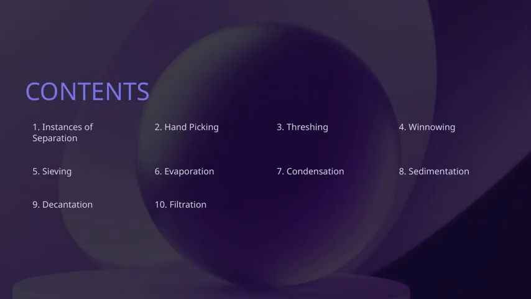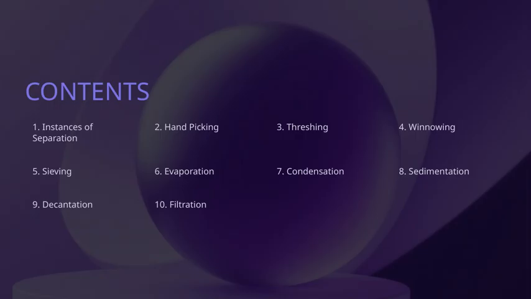Let's take a look at the contents of this presentation. Here, we see several methods of separation, each with its own unique application. For example, instances of separation include techniques like hand-picking, which is simple but effective for sorting large, visible items. Moving on, we have processes like sieving, which is used to separate larger particles from smaller ones, often with a mesh or sieve. Hand-picking is straightforward and useful when the particles are easily distinguishable by eye.